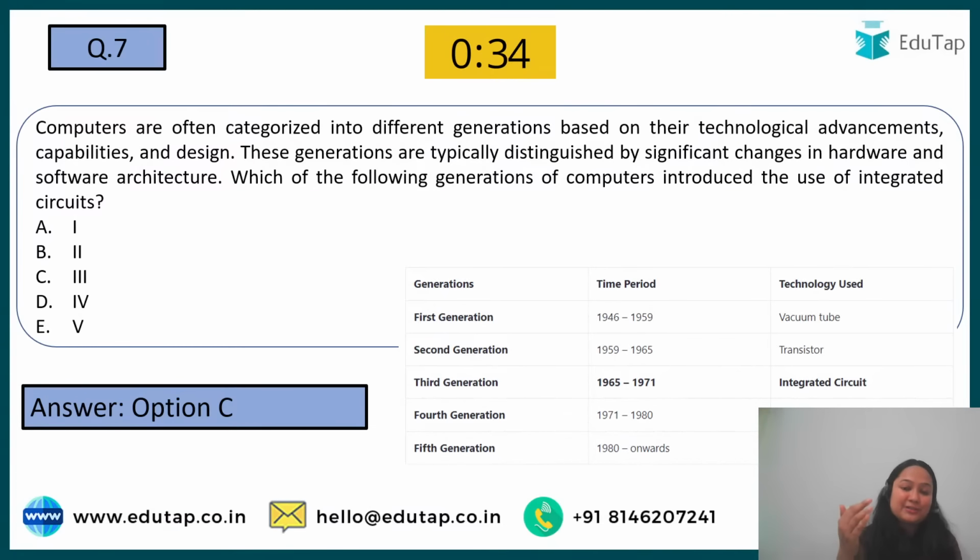Before that, in 1st generation we had vacuum tube. Vacuum tubes were then replaced in 2nd generation computer with transistor, and then in 3rd generation it was integrated circuit. I hope it is very much clear to everybody. This is an important part. Please do remember this information.